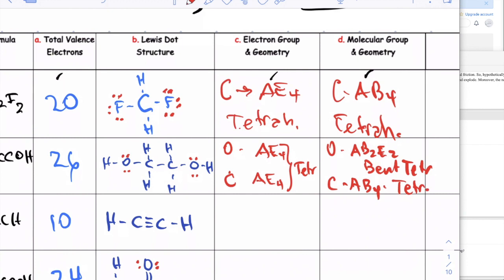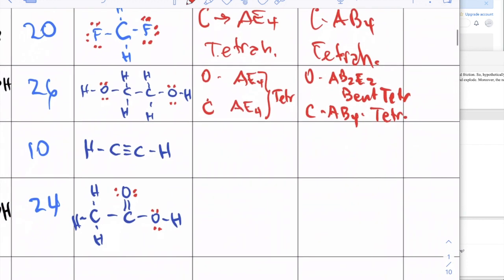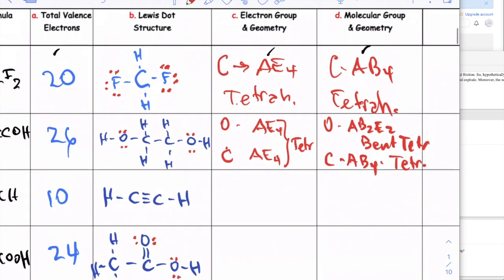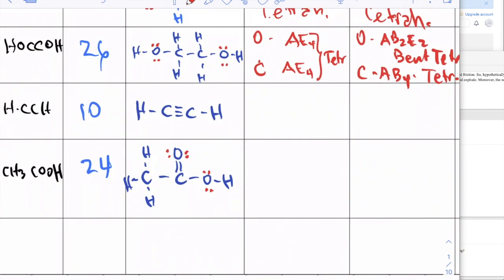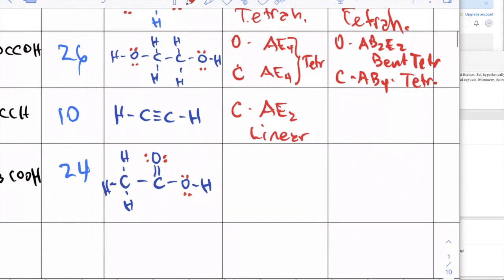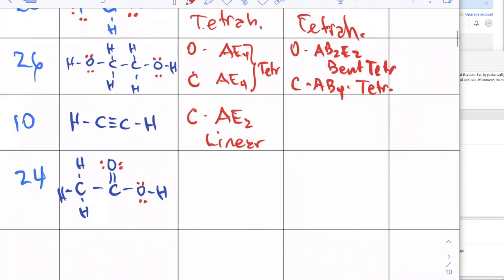Okay, so that's that particular molecular geometry. Our acetylene, both carbons are identical. The carbon will be designated as AE2, that's linear. The molecular designation for both carbons is going to be AB2, and that's going to be linear as well.